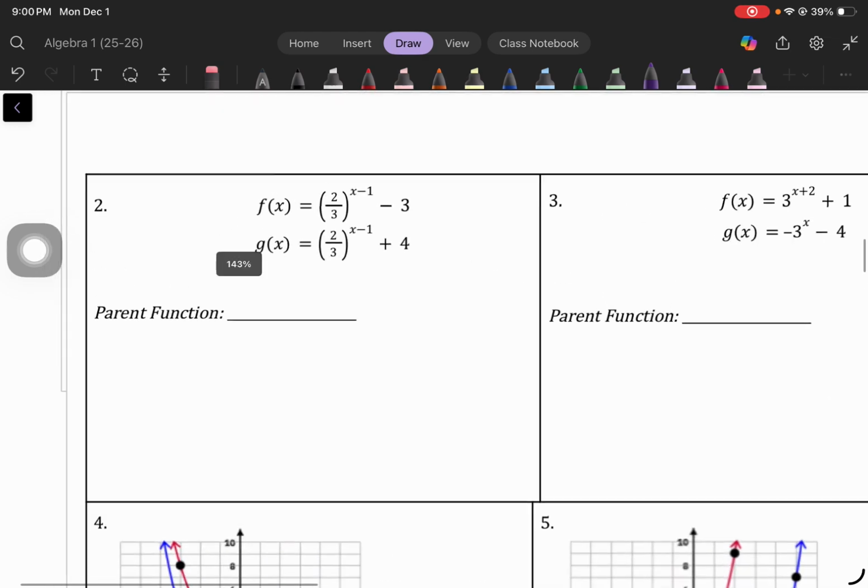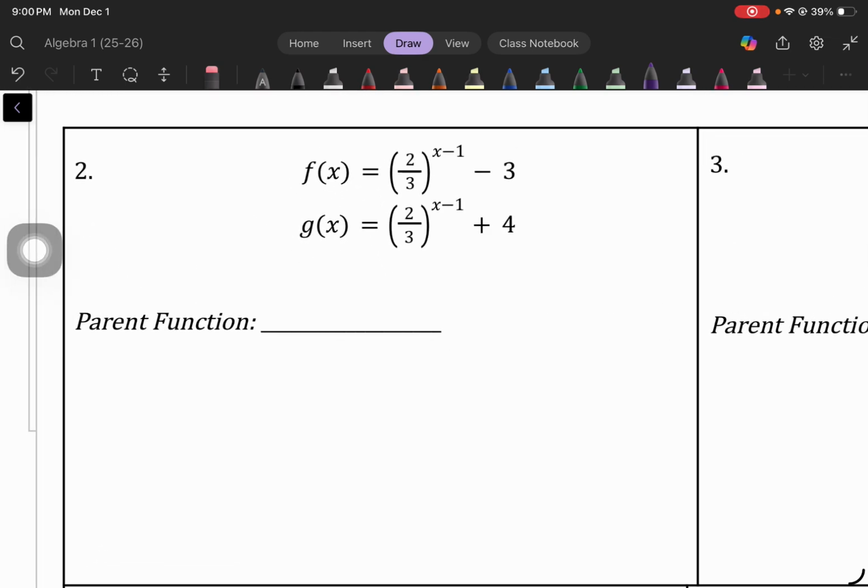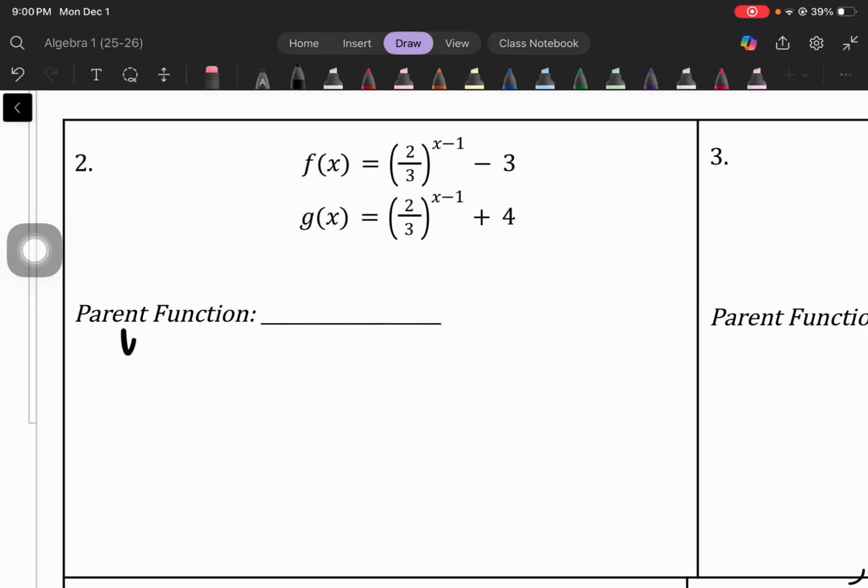Jumping down to number 2. Again, let's identify that parent function first. That parent function is just y equals b to the x. If I have f of x equals 2/3 to the x minus blah, blah, blah, I already have my parent function: y equals 2/3 to the x. Okay, so now we're going to talk about these transformations.